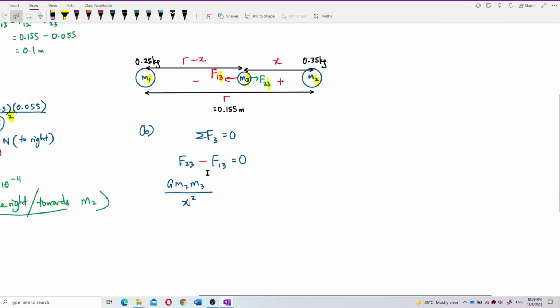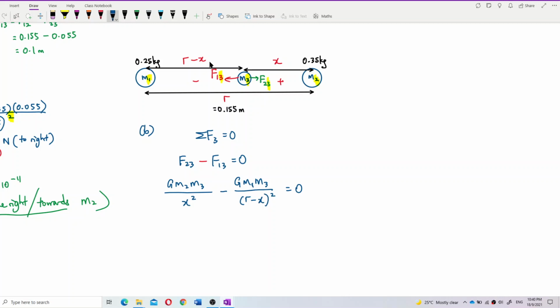Next, F13. F13 is G mass 1 mass 3, between 1 and 3. And what should we put below here? Below here you should put the distance between 1 and 3, which is r minus x, squared, equal to 0. So how do we continue from here?